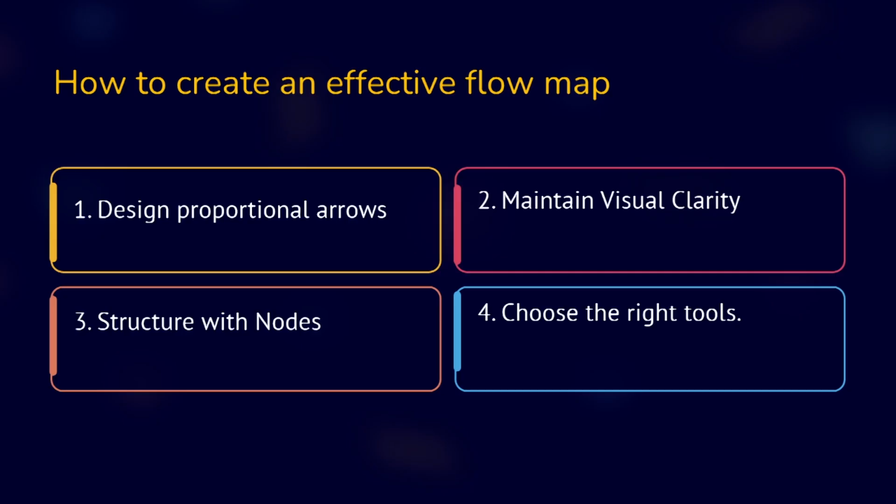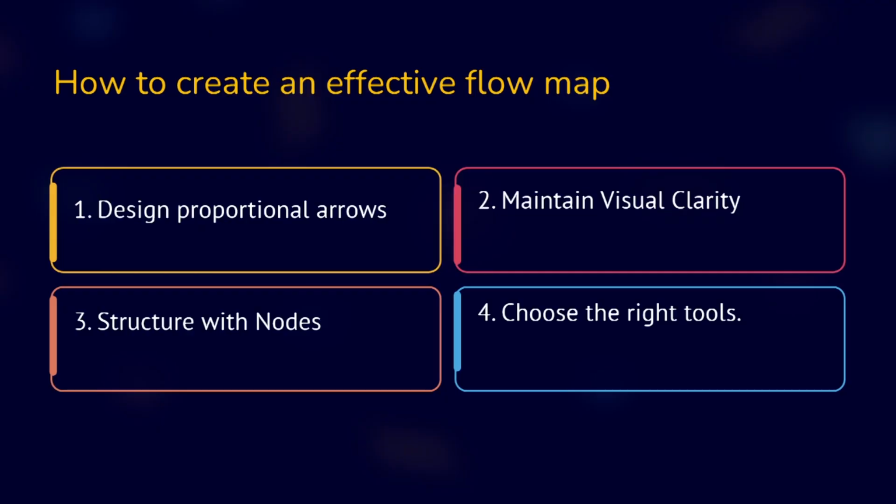Now we will move on to how to create an effective flow map. These are the few points which we have to keep in mind. All the arrows should be proportional. We have to maintain visual clarity. To draw the line thicker, we can't overwrite the lines as I am doing it. That is not the best practice, and we structure with nodes. Whatever our start point and end point are, we will keep a node at each point, at our destination and our origin. First we will keep a node, then we will try to draw the lines.